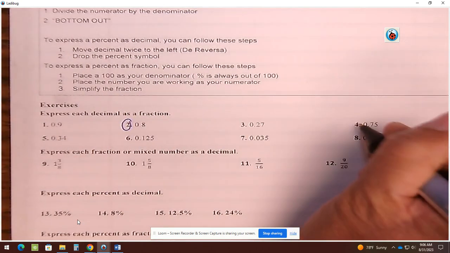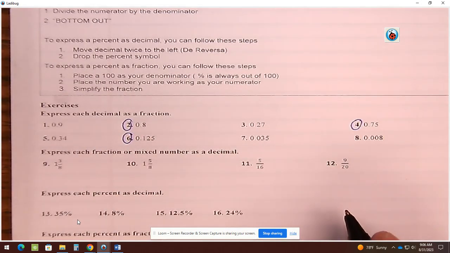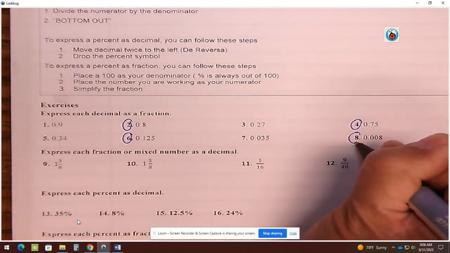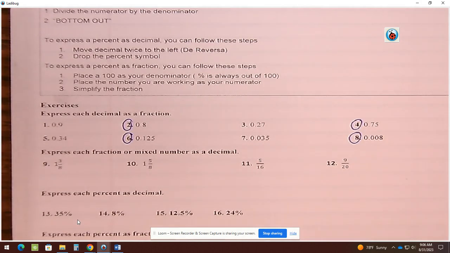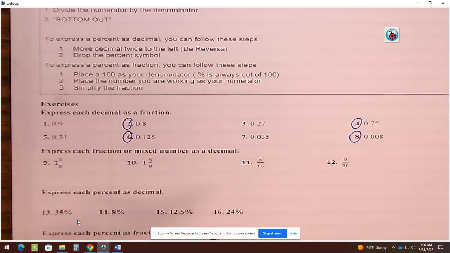2, 4, 6, 8. And I'm going to give you an example of what to do, how to change the decimal to a fraction. I'm going to do 2 of them, you'll do 2 at home. Okay?